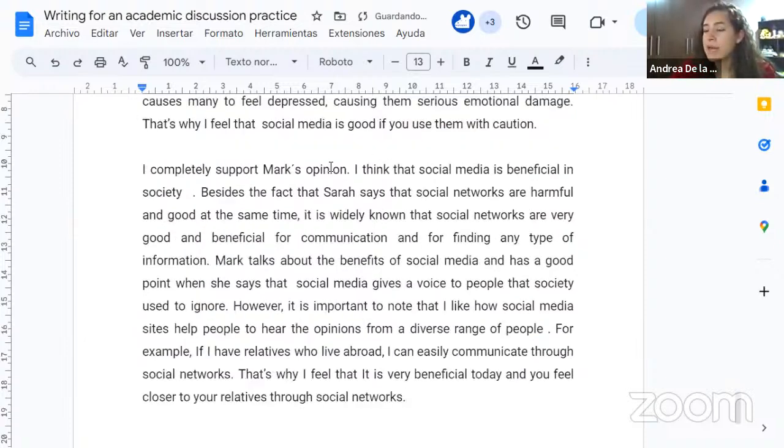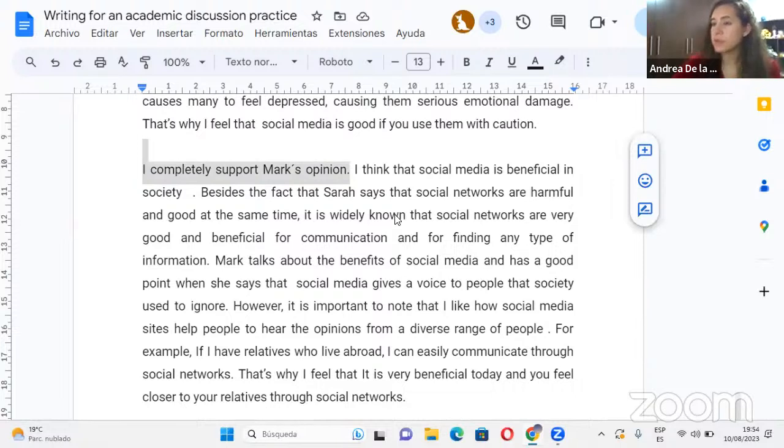And here we have, I completely support Mark's opinion. Nice, this is Alejandro's response. So, I completely support Mark's opinion, okay? So we are in favor of social media. I think that social media is beneficial in society. I like this. Okay, yeah, it's good because it's something extra. So you have your own sort of introduction, it's perfect.